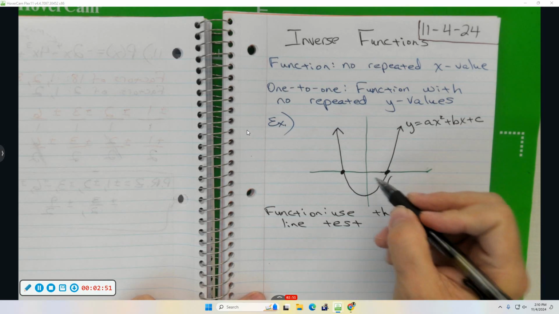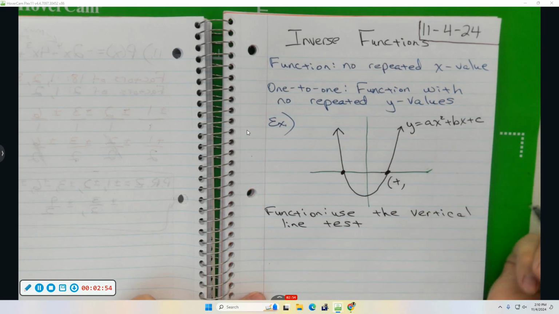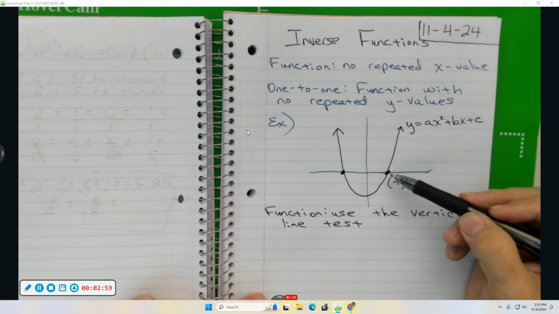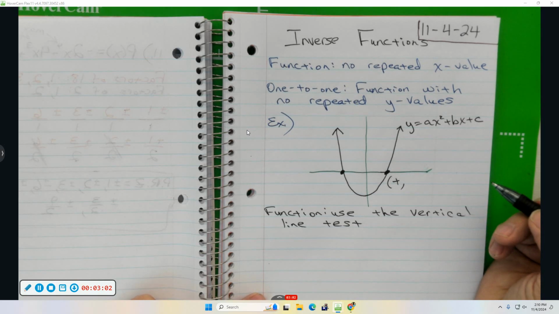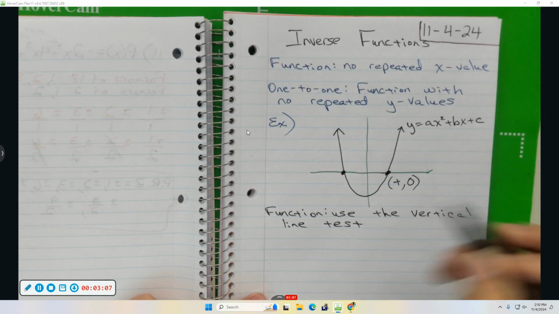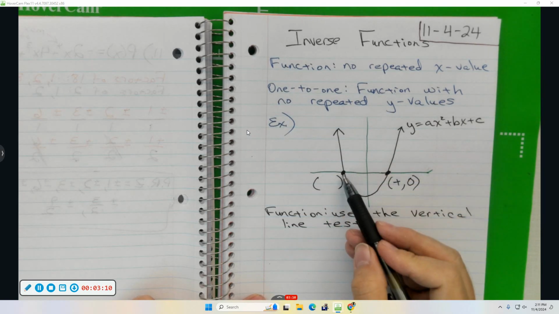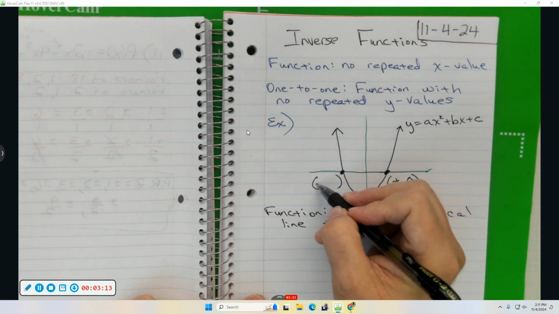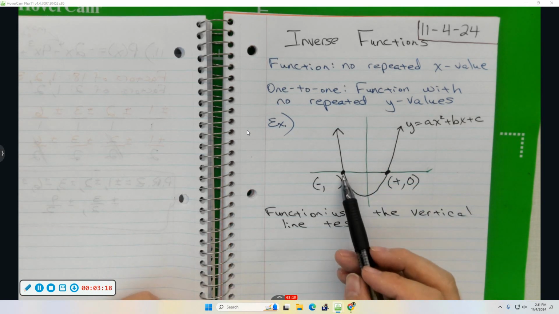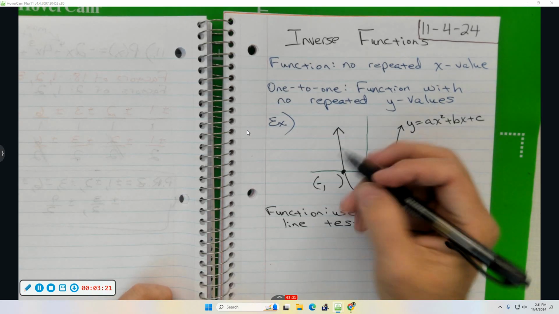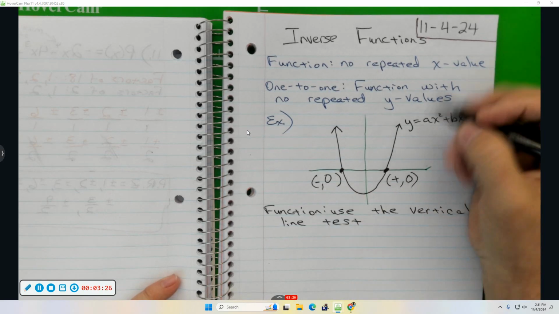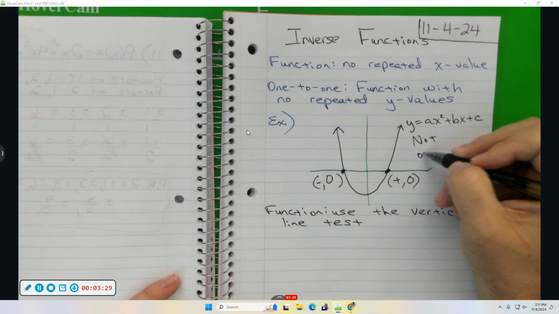For this ordered pair, you go to the right, so the x-coordinate is positive, but what's the y-coordinate? For this point right here, sitting on the x-axis, what would that y-coordinate be? 0, is that what you said? What about this one? You'd go left, so the x-coordinate's negative, but what's the y-coordinate for this second point? Another 0. Look at that. We have repeated y values. So this graph is not one-to-one.